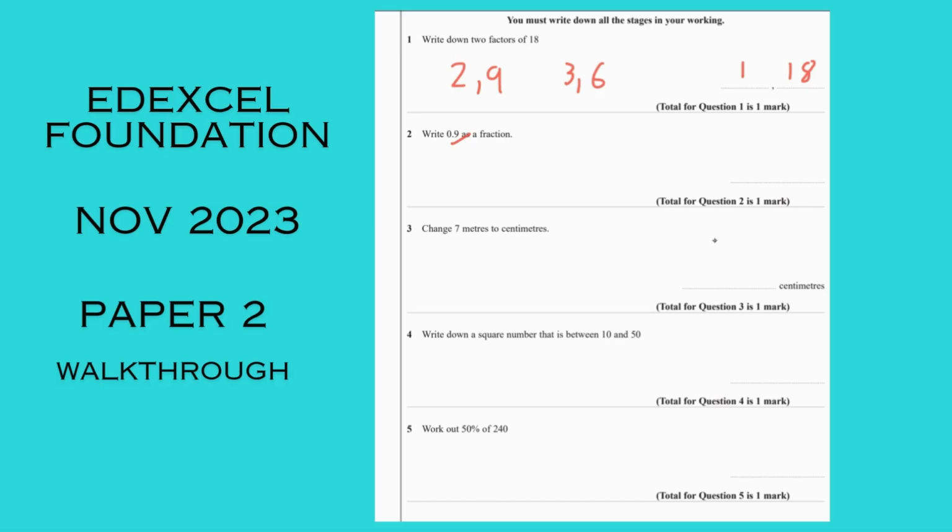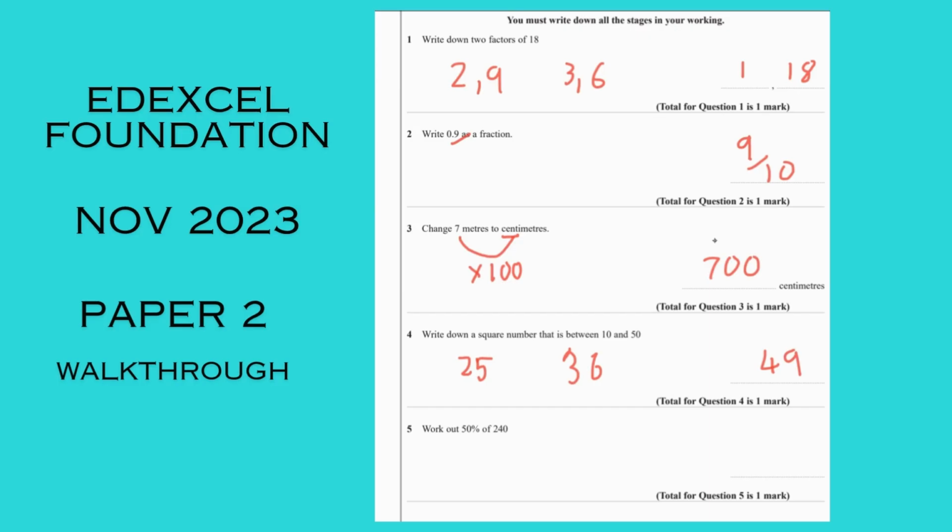0.9, don't forget primary school place value. 9 is in the tenths column, so just say it out loud: 9 tenths. Going from meters to centimeters, centimeters are smaller, so you get a lot more of them. And when you convert, it's 100. So we get 700. Square numbers, 3 choices here: 5 5s, 6 6s, or plump for 7 times 7.